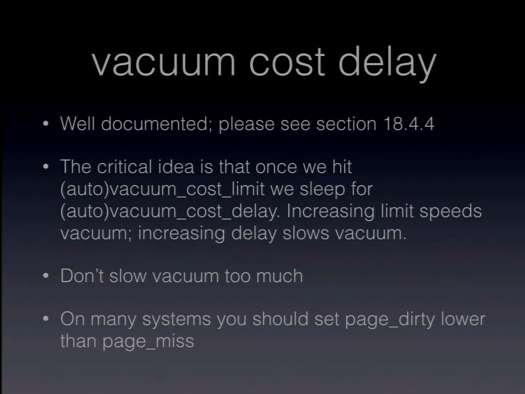The other trick here is that if you have systems with nice, expensive RAID controllers, with nice RAID setups, a lot of the time it is actually cheaper to write data than it is to read data. So if you have a nice, expensive RAID controller, you may want to set the vacuum page dirty parameter lower than the page miss parameter, because it's cheaper to write the data than to go to the kernel to get it.